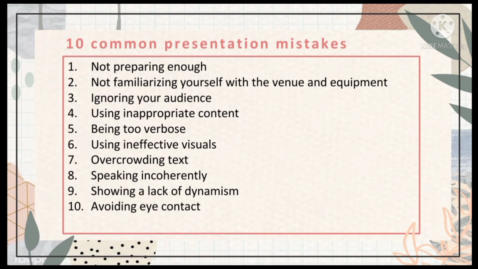Next is using inappropriate content. If you think that some part of your presentation is not important, then don't include it. You should only focus on your topic and don't add inappropriate content, especially if your audience are very professional and it is for a formal occasion. Next is being too verbose. Don't let your presentation be too verbose as it may result in dullness and lack of precision.